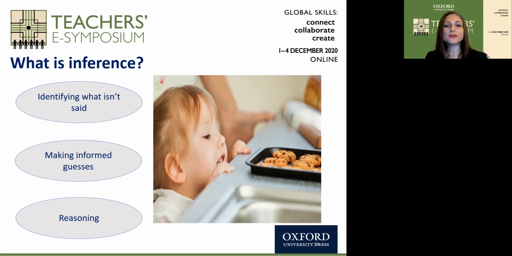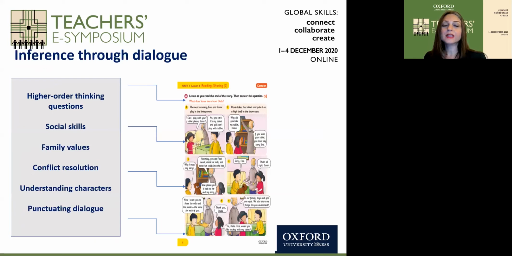So there are lots of different ways in which we can elicit information just by looking at a picture like that. Students are, of course, making informed guesses about what they see in the picture, and then through a process of reasoning would come to a conclusion about what they see. Inference can also be taught through dialogue.